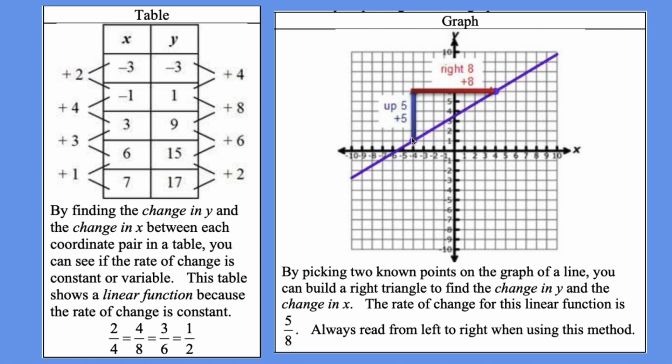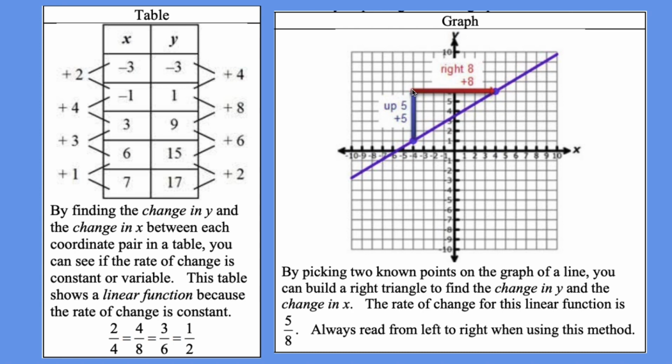To find the rate of change in these 2 points, we're going to do rise. Rise is going up on the y-axis. So that's 1, 2, 3, 4, 5. I don't know why I said this was -4, 6. It's -4, 1. But regardless, we're going to do 1, 2, 3, 4, 5. So the rise is 5.